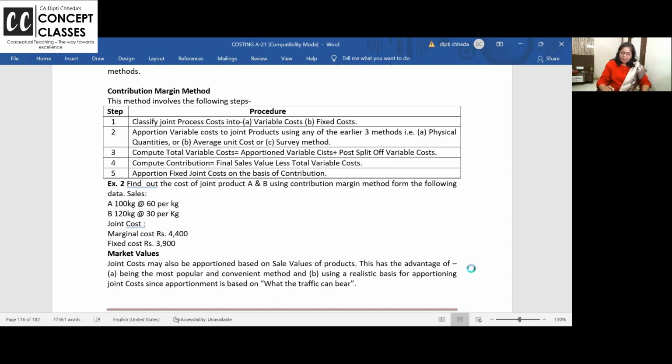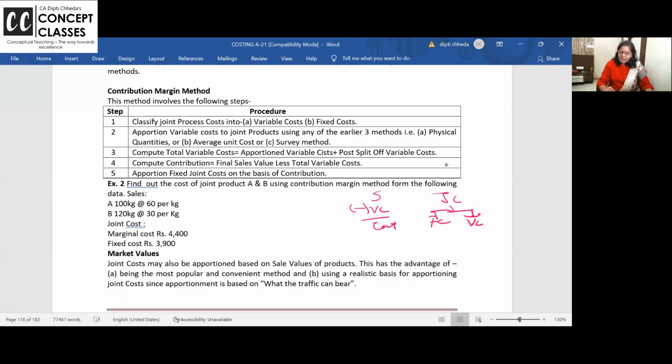Now, first of all, can you apportion your joint cost into fixed and variable? Okay, let us start again. So we were discussing the contribution margin method. Now what happens in the contribution margin method? You all know in marginal costing, sales minus variable cost is the contribution. So first of all, this method is used when you are able to apportion the total joint cost into fixed cost and variable cost.